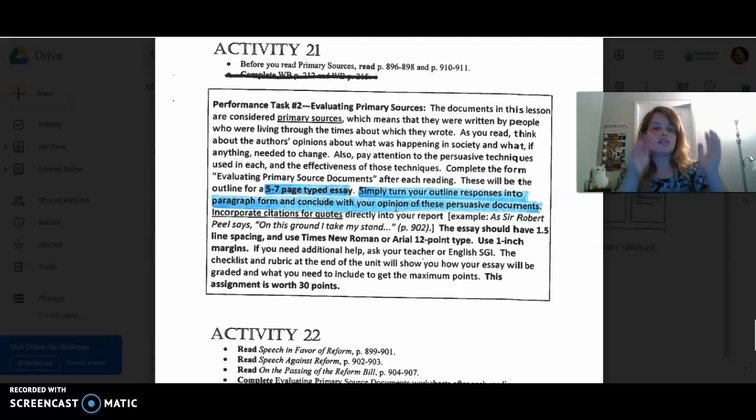So remember, that's the parenthesis, author's last name, page number, parenthesis, period, right? You don't need P or PG to show me that's a page number, just have it there. That's the correct formatting, you'll be fine.